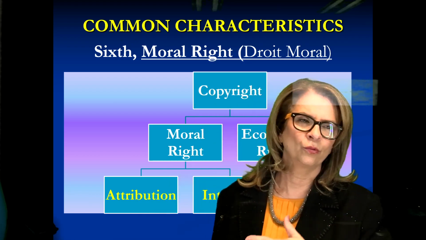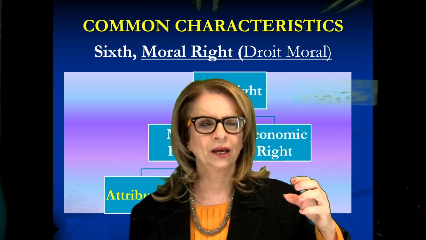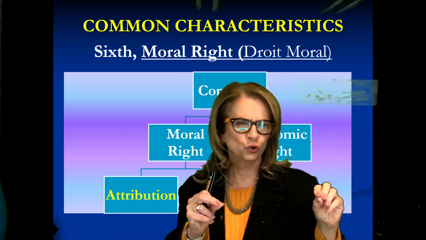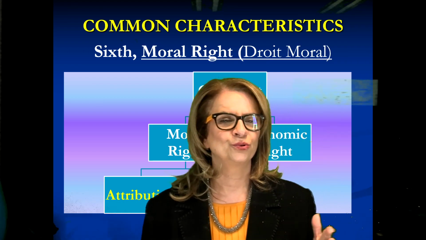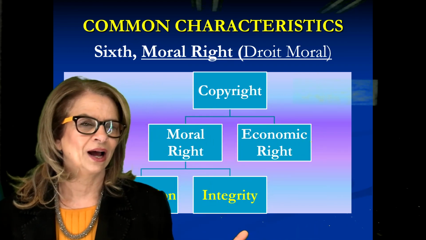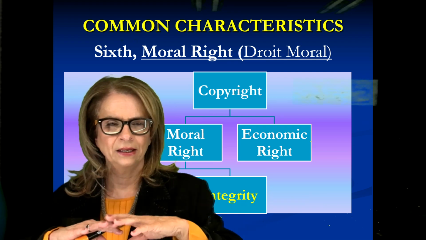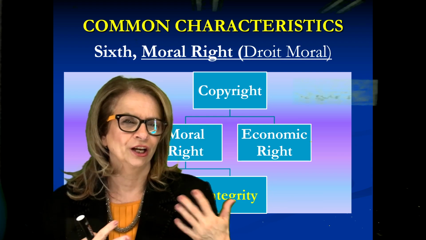The fatherhood right means that you have to be named as the author. So whenever someone publishes your book or your painting, in a reasonable way, it should mention that you are the author. So that's the fatherhood, or the attribution. The other right is the integrity right, which means that you created a work of art as a whole, so no one can change it.